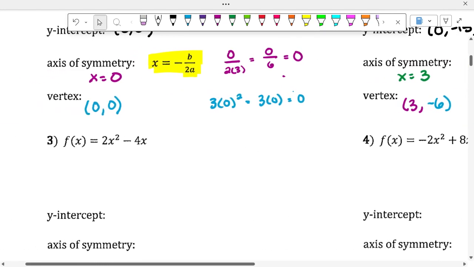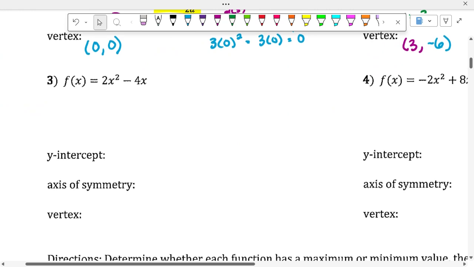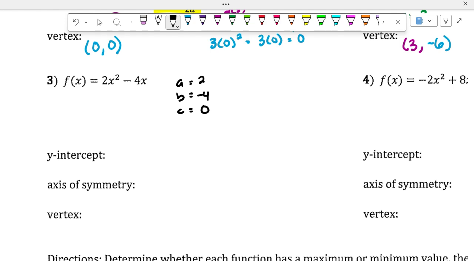All right. Number 3. So first off, A, B, and C. Let's go with Abby. What's A, B, and C? 2, negative 4, 0. Good. So what's the y-intercept? Ephraim. Good.